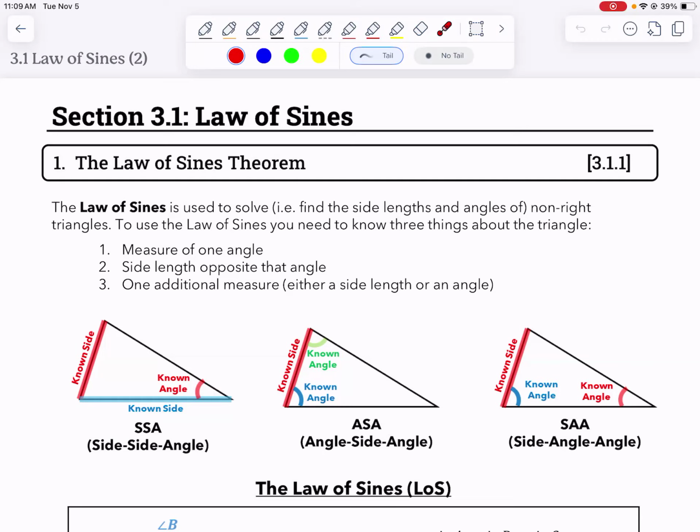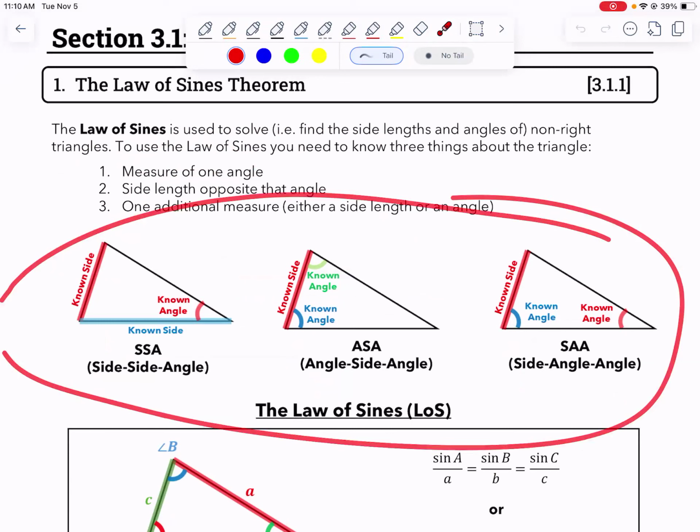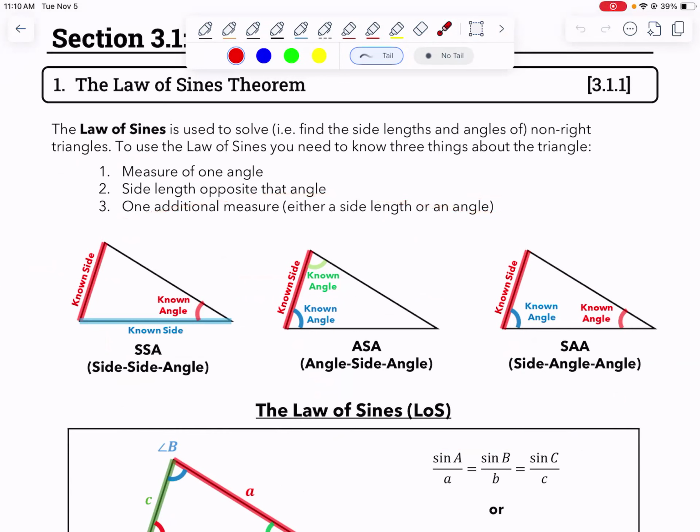There's a list right here of things you need in order to use law of sines: the measure of one angle, the side length opposite that angle, and one additional measure, which is either a side length or an angle. You just need to know one additional piece of information. So there's a few different situations in which law of sines is useful.